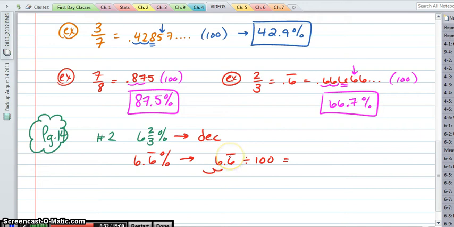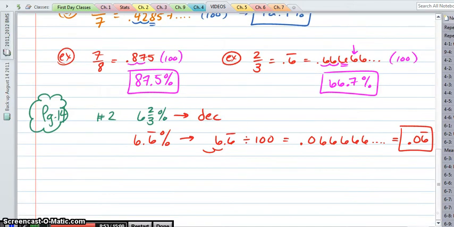So it's okay that we have a repeating decimal. We can round it in just a moment. When we move the decimal 2 places left, we'll get 0.066 repeating. So our final answer can just be 0.06 repeating. There are no directions to round, so in this case you wouldn't round. You would just use the bar notation.